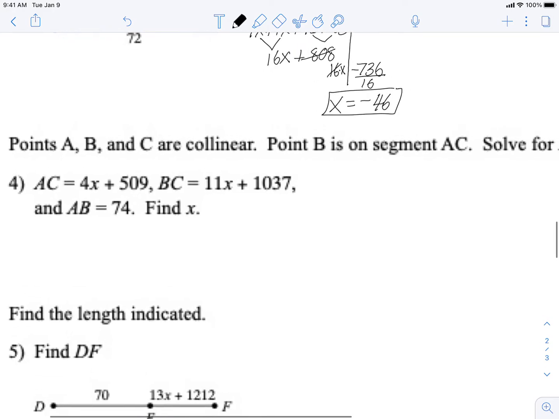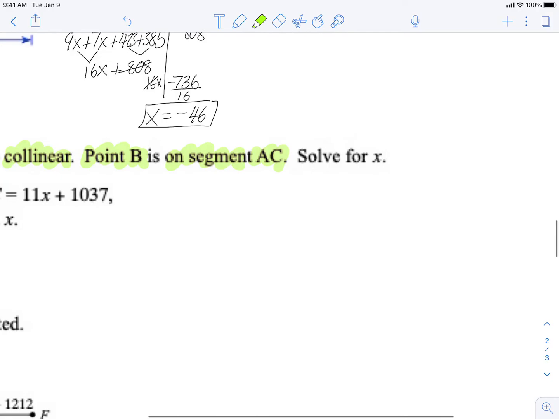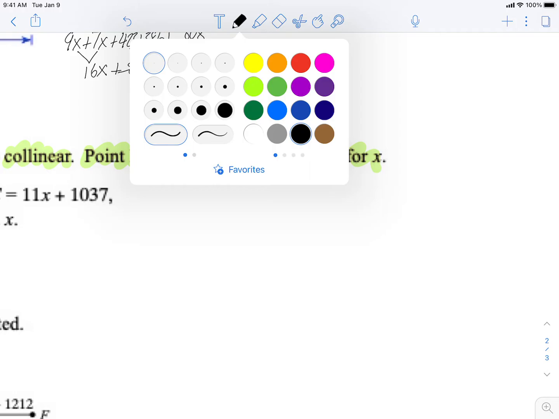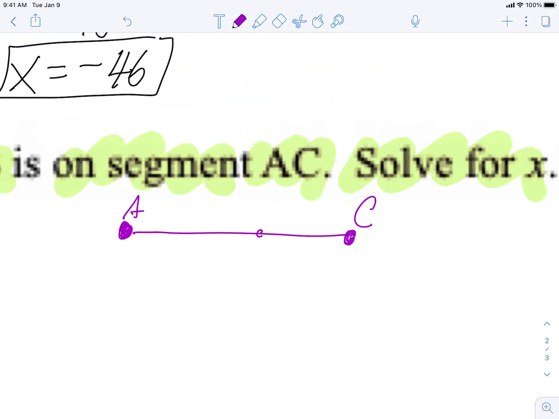So number 4 says points A, B, and C are collinear. A, B, and C are collinear. They're on the same line, right? Point B is on segment AC. Solve for x. So let's draw our segment here. So we have A and we have C here, right? And B is on it right here.